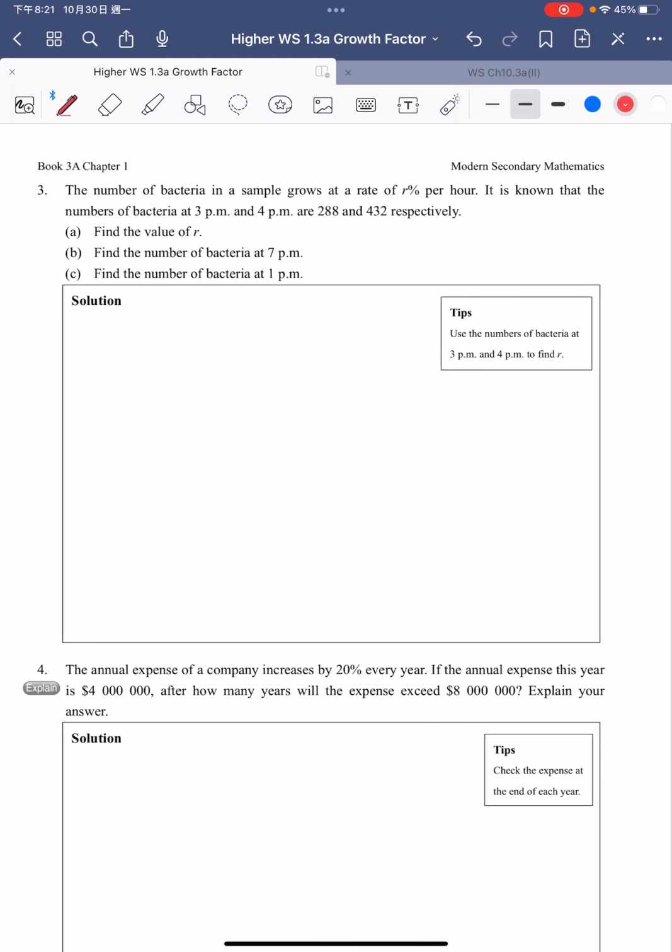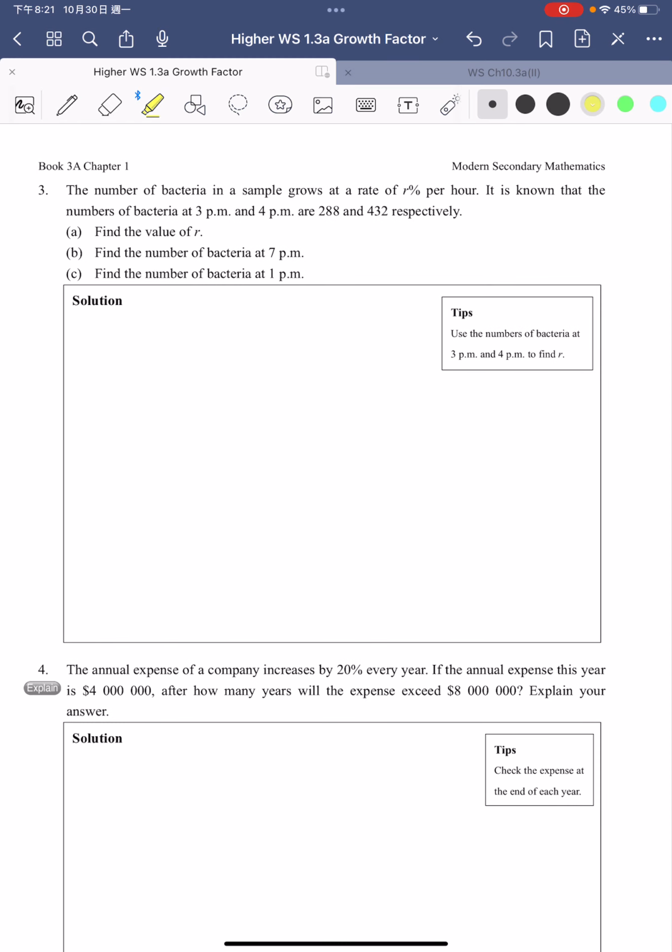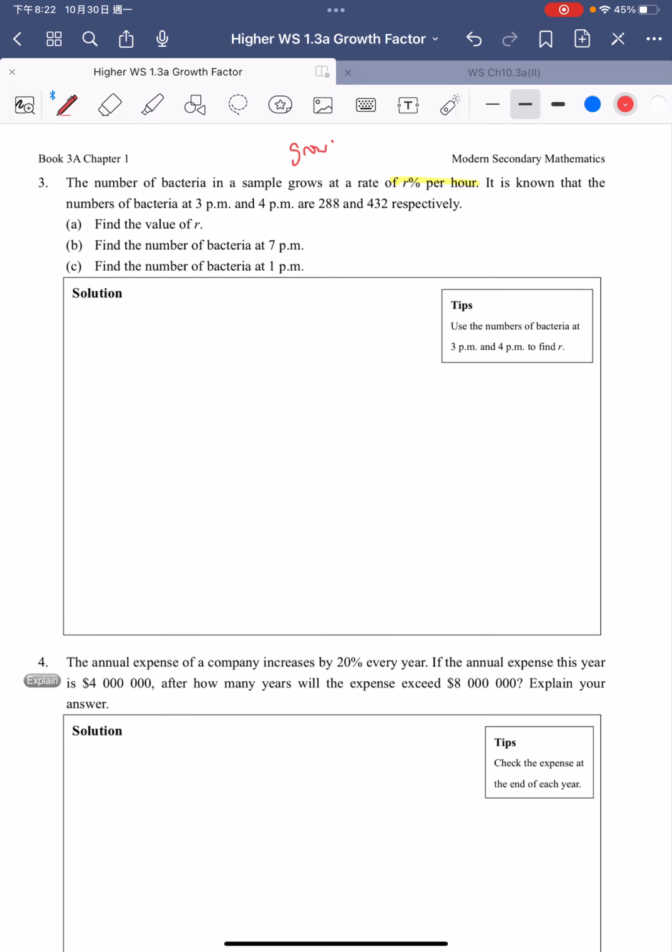Now we are going to do question 3. The number of bacteria in a sample grows at a rate of R% per hour. So our growth factor is going to be equal to 1 plus R%.